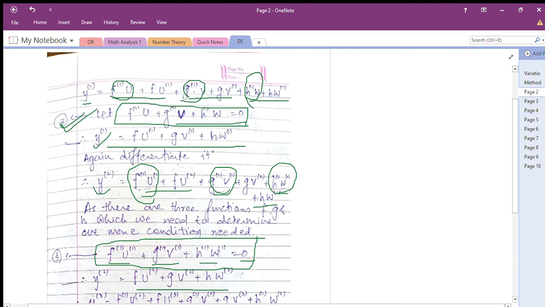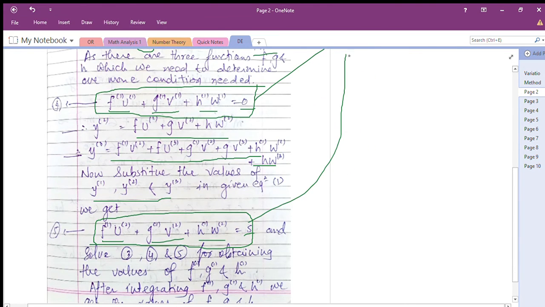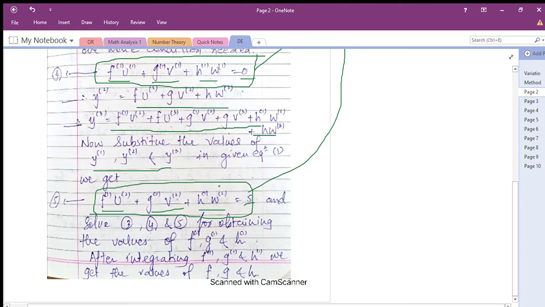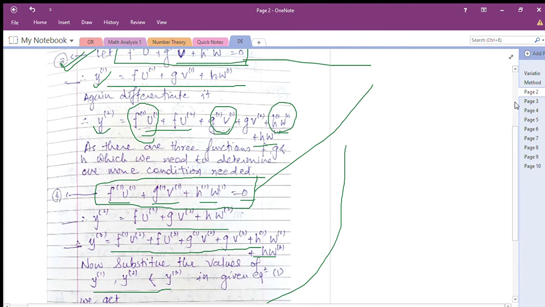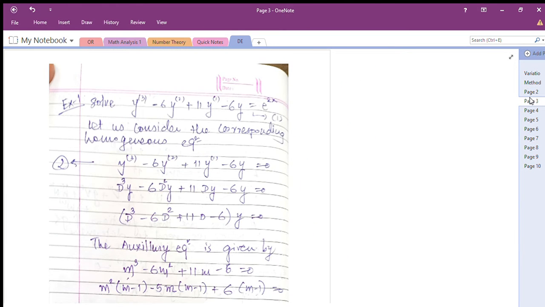Now try to solve these three equations together for the values of f, g and h. You will find f1, g1 and h1 from these three equations using Cramer's rule, or you can eliminate and find their values. Then integrate those three values and you will find the values of f, g and h. Okay, now let us use it for solving some examples.